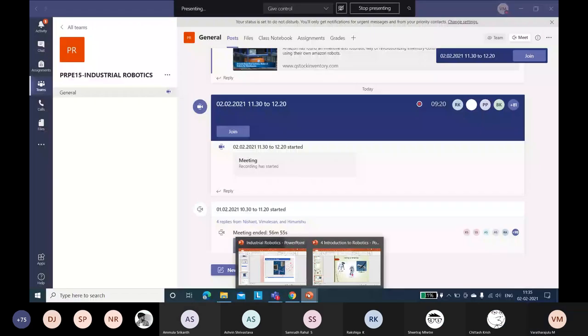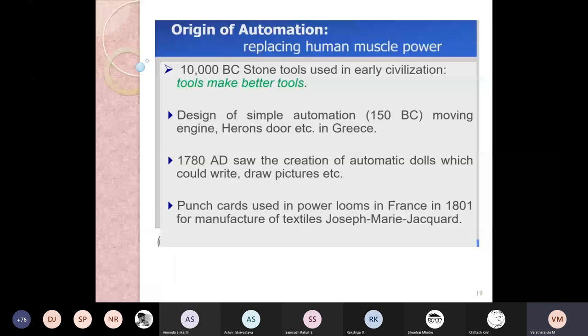Today, this is what we have seen at the end yesterday. We have seen the origin of automation. And with that automation, we need to enter into the title called robotics. Once we are very familiar with automation, then we will move to robotics. This is what we have seen yesterday.